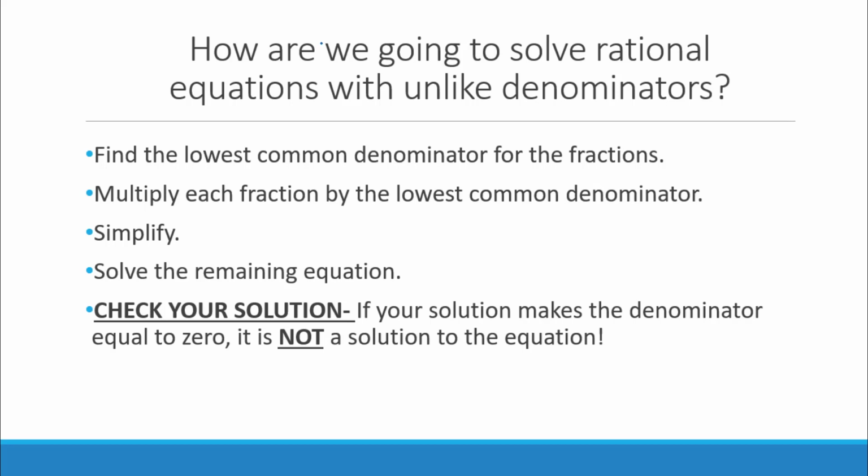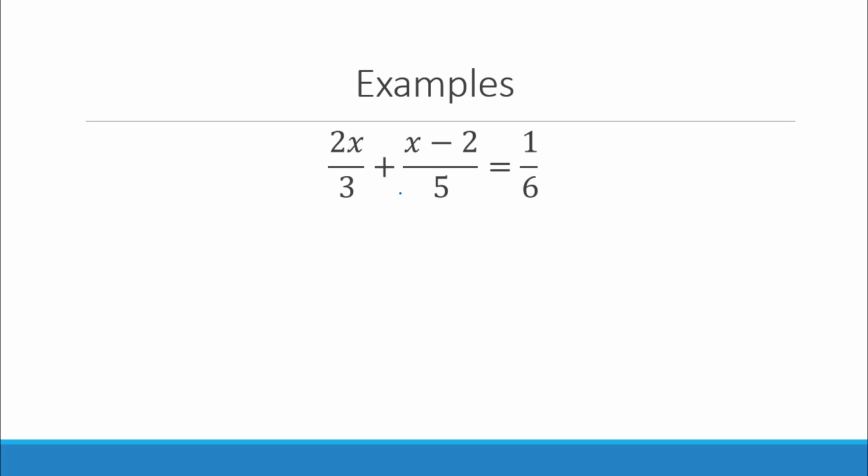Now, if your solution makes the denominator equal to 0, then it's not actually a solution to the equation. Sometimes you have done all the work correctly, everything's wonderful, but when you solve it, you get an answer that makes the denominator equal to 0. So unfortunately, that's not going to work. So your answer would then be no solution. Let's look at this example here.